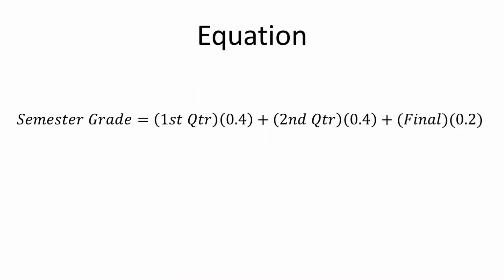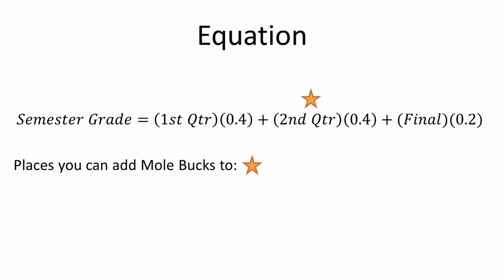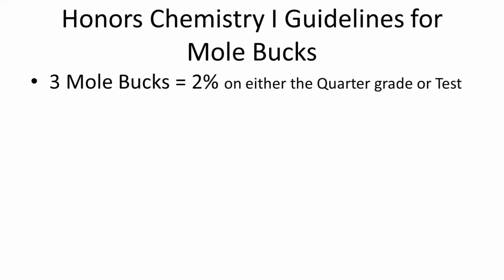So how can you use your Moldbux to help you? Where you can add Moldbux, you can add it to your second quarter grade, the one that's currently in Harmony, or you can add it to the test score on the final that you're going to take this week, okay? So when we add Moldbux to either of those places, remember the first quarter is set in stone. You can't change that grade anymore, unfortunately. But when we add Moldbux, 3 Moldbux is equal to 2%. So I only take them in multiples of 3. So if you don't have multiples of 3, then whatever's left over will get rolled over for second semester.